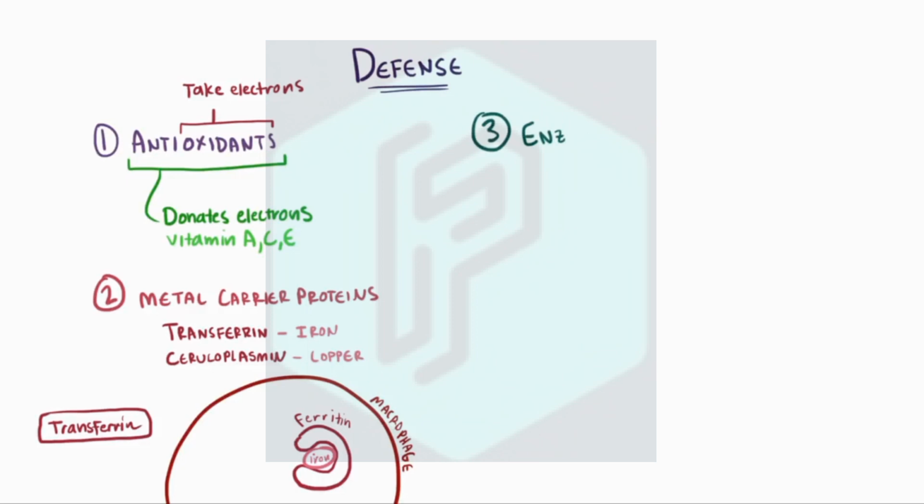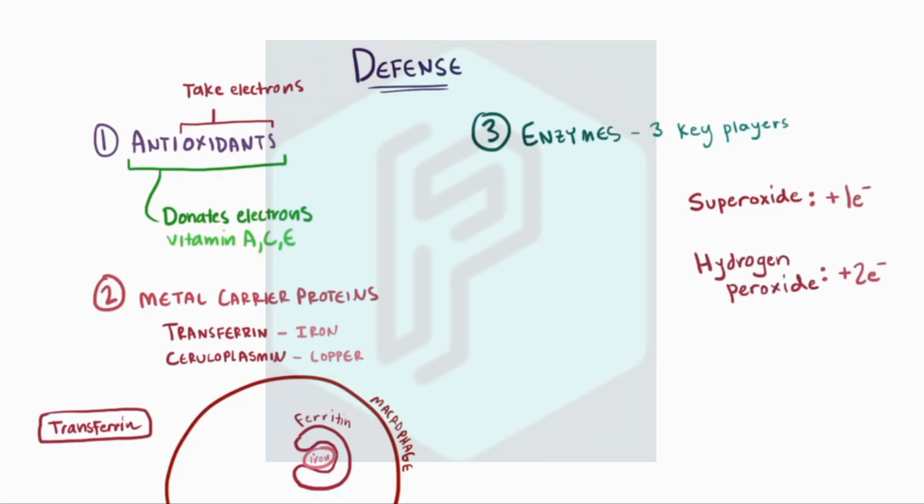And finally, another way we can get rid of free radicals is by enzymes. And there are three super important players in the enzyme free radical game. So remember that in between oxygen and water, you've got superoxide with 1 electron, and then hydrogen peroxide with 2, and finally hydroxyl with 3, and then water with 4, right? Now, our 3 enzymes are each going to have the job of focusing on one of these free radicals.